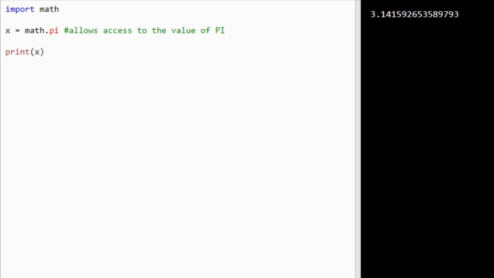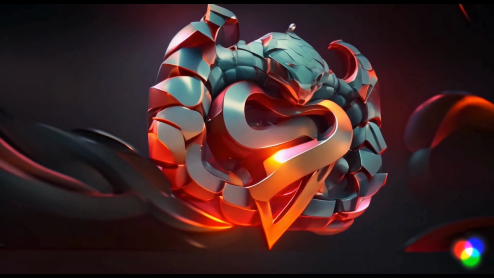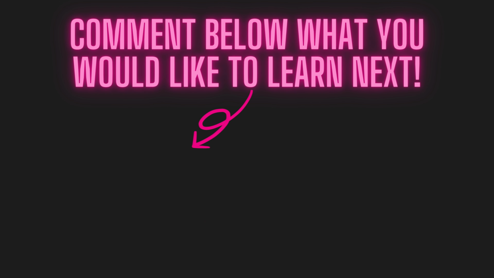Access the mathematical constant pi with ease, courtesy of Python's math module, unlocking the secrets of circles, spheres, and beyond. Join us on this animated journey through Python math, where numbers become the language of possibility. Let's explore the world of math together.